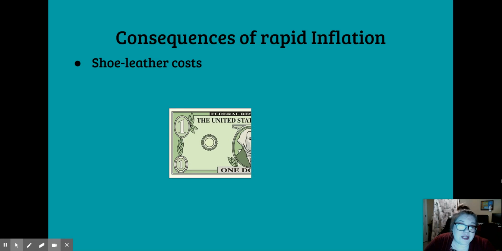So consumers will instead spend their time trying to spend their money immediately instead of saving it or engaging in more productive economic activities. People will take their money out of their investments like stocks and buy something they consider to be more stable, like gold and silver, which takes money away from businesses that are attempting to be more productive. So shoe leather costs are economic costs caused by people trying to spend their money quickly instead of holding it or investing it.